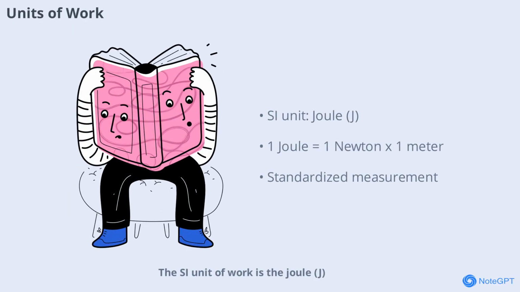The SI unit of work is the Joule, J. 1 joule is the work done when a force of 1 Newton moves an object 1 meter in the direction of the force. This unit helps standardize measurements and makes calculations easier. You'll often see work measured in joules in your textbooks and exams. Understanding units is key to solving numerical problems accurately.